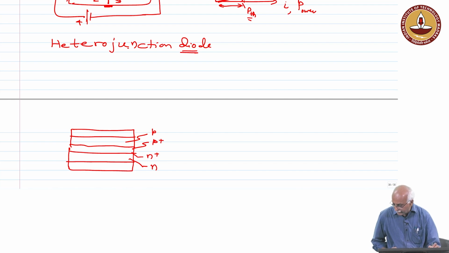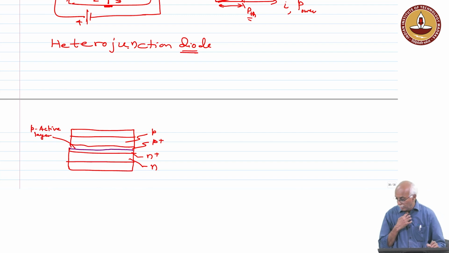And the P active layer also. So, there is a confining layer, and in between this is the P active layer. Okay.